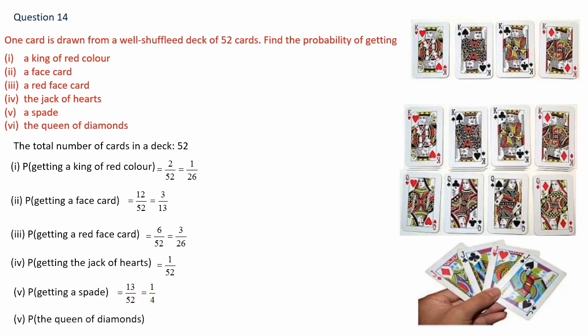Next is probability of getting a queen of diamonds. Here queen of diamond in the sense this is the one. So 4 queens are there, but in diamond there is only one queen. So favorable outcome is 1, total outcome is 52. No cancellation, let it be the same. 1 divided by 52.